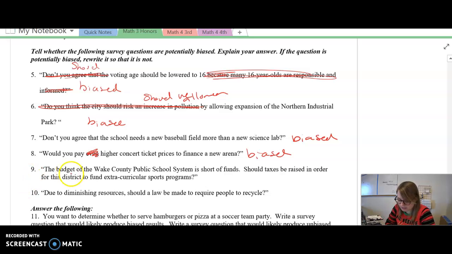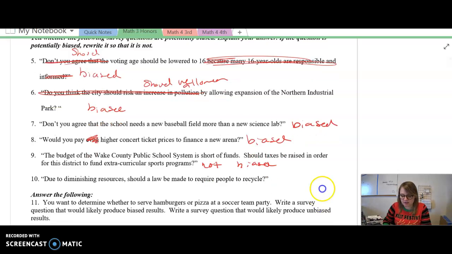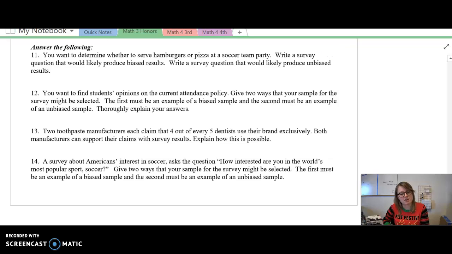Alright, number 9. The budget for Wake County public schools is short of funds. Should taxes be raised in order for this district to fund extracurricular sports programs? This is not biased. And this is a great way of representing a question on your voting form. This is how they would word it. So they're going to be trying to be very non-biased in how they ask how the funds should be distributed.